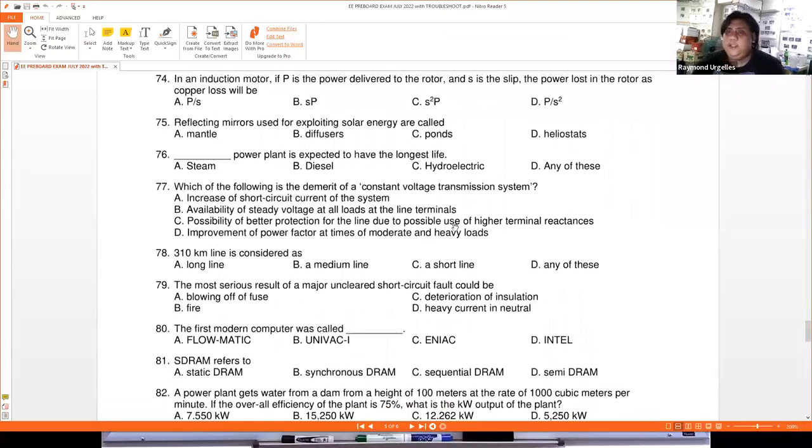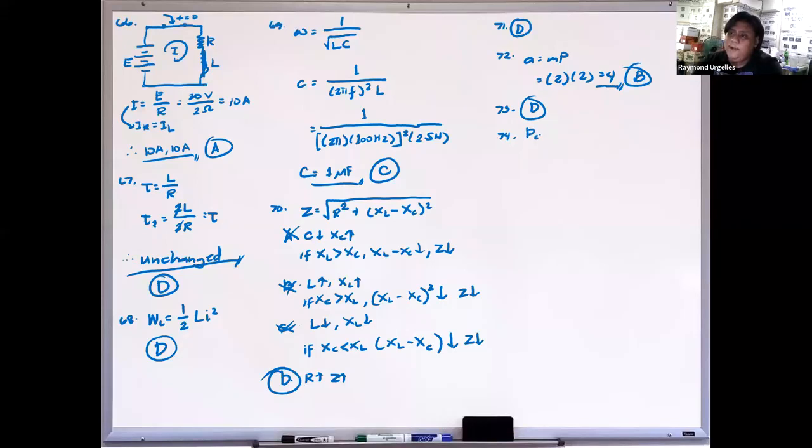So we have, in an induction motor, P is the power delivered to the rotor. So this is the rotor input. S is the slip. So ano daw yung losses sa copper sa rotor, the rotor copper loss. So again, we have the formula. Rotor copper loss is equal to slip times the rotor input. So hence, this is S times P. So this is letter B.